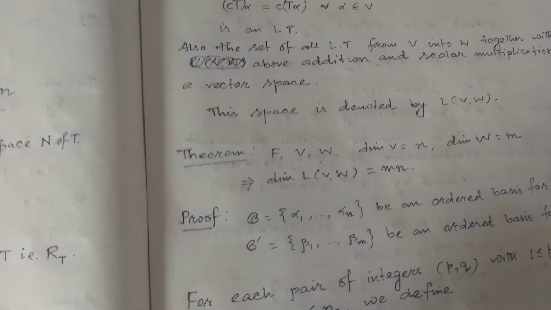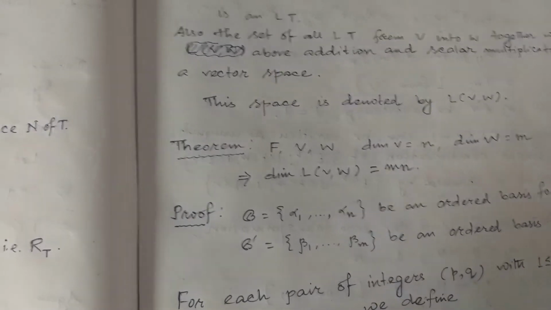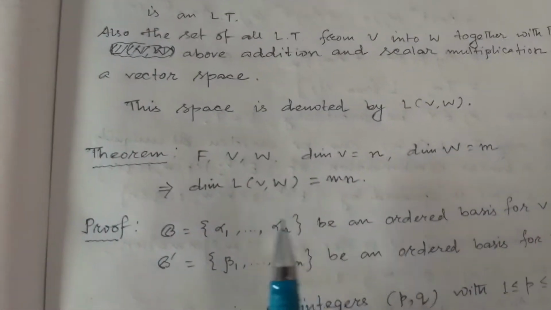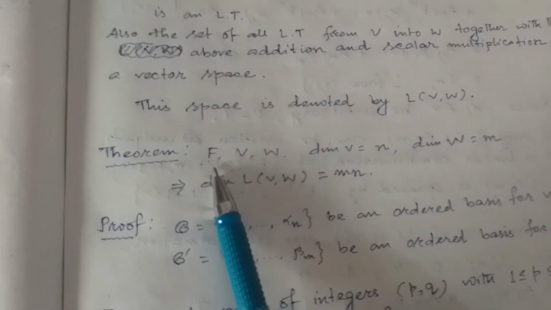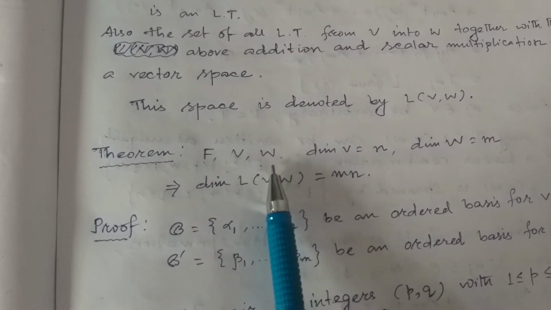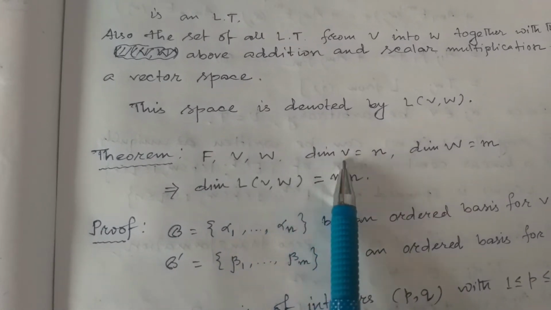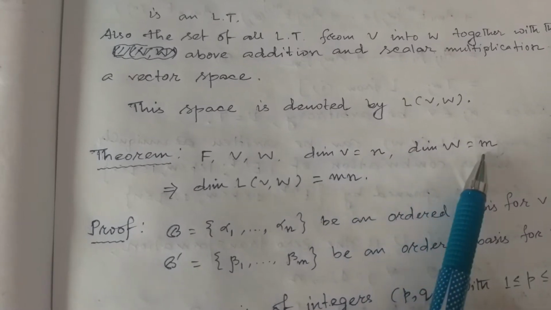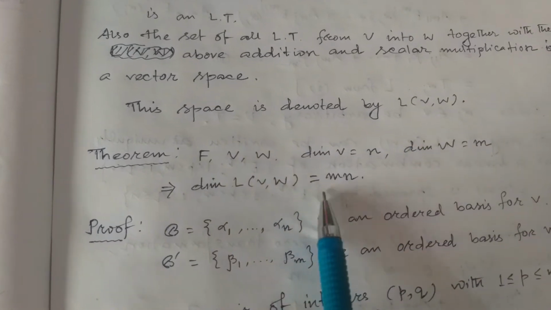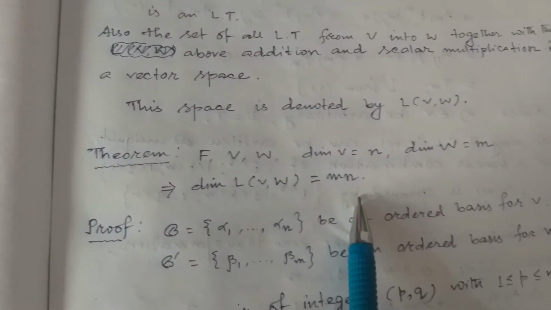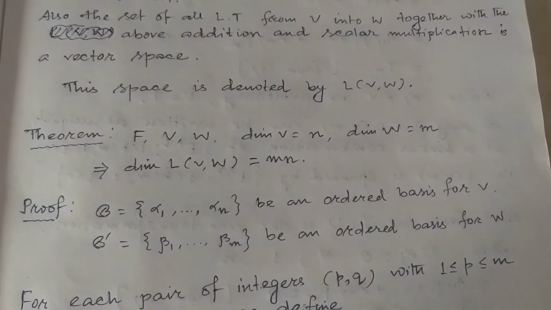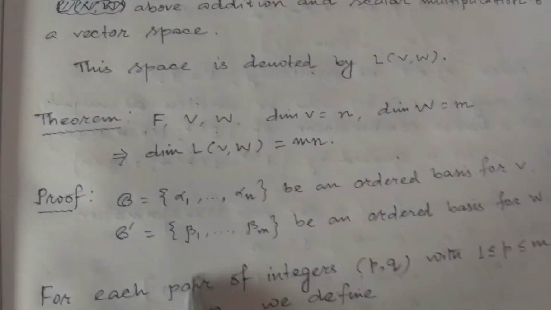Once we get the vector space, we find its structure, the basis and dimension. Let F be a field and V and W be two finite dimensional vector spaces such that dimension of V equals n and dimension of W equals m. Then the dimension of L(V, W) is equal to mn. We will prove it. This proof is not so hard, but a little bit tricky.